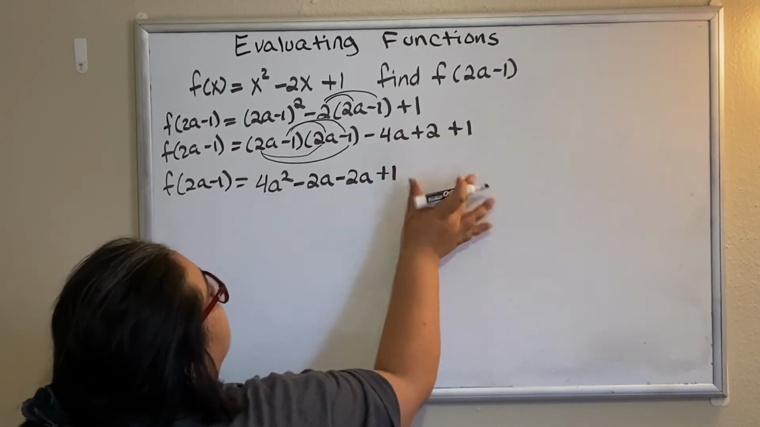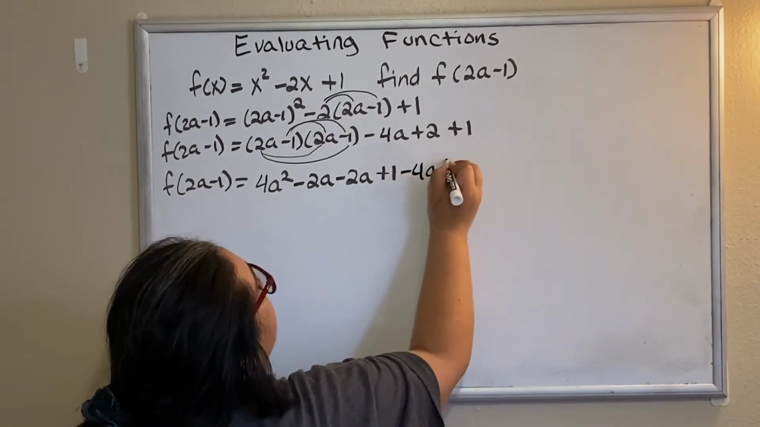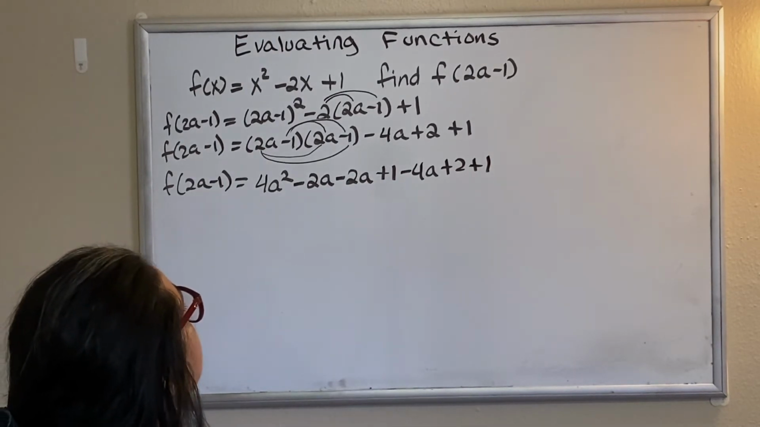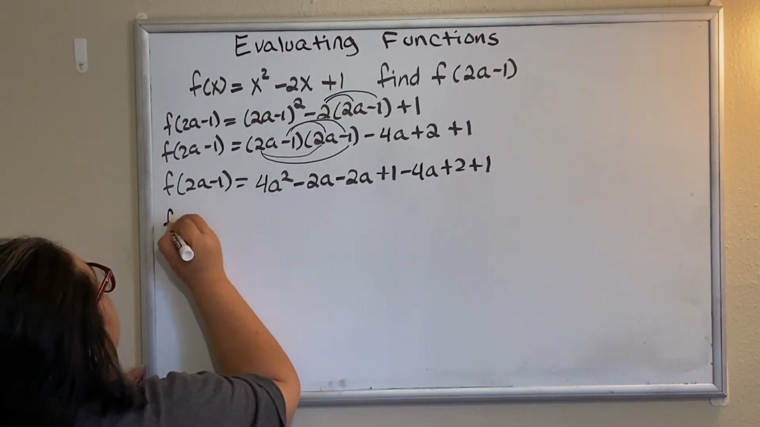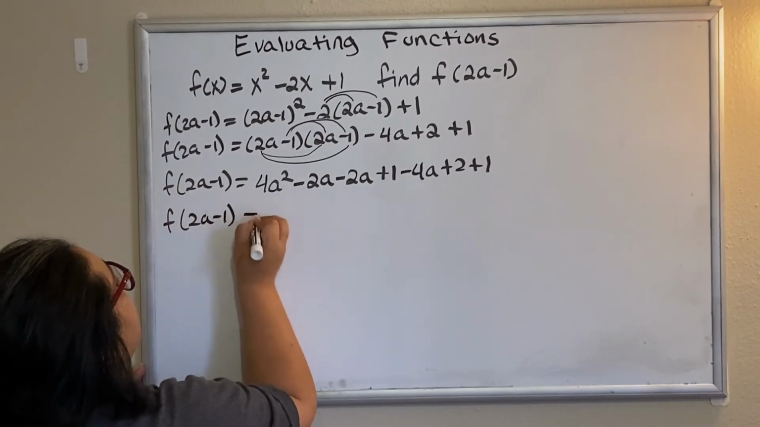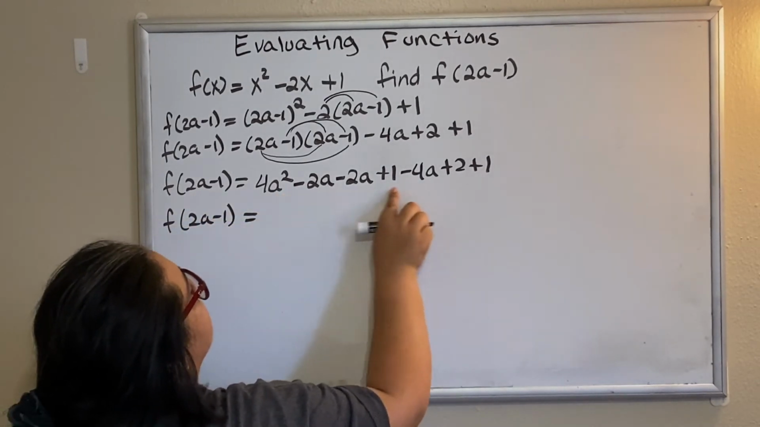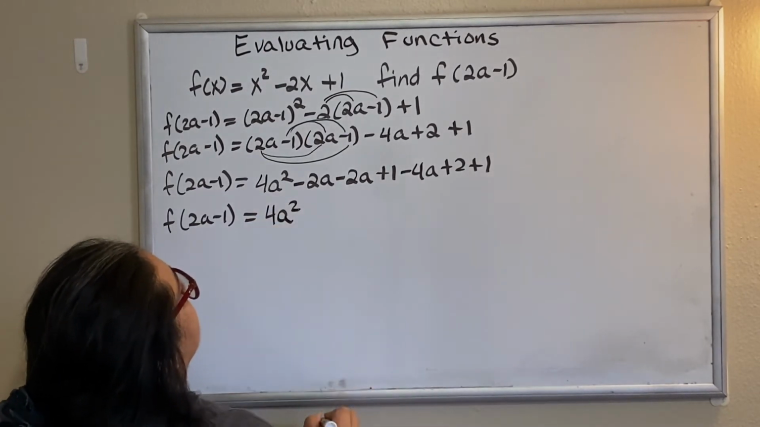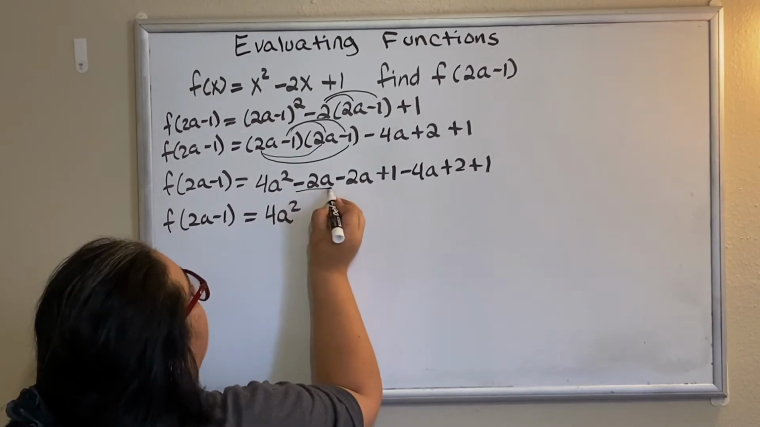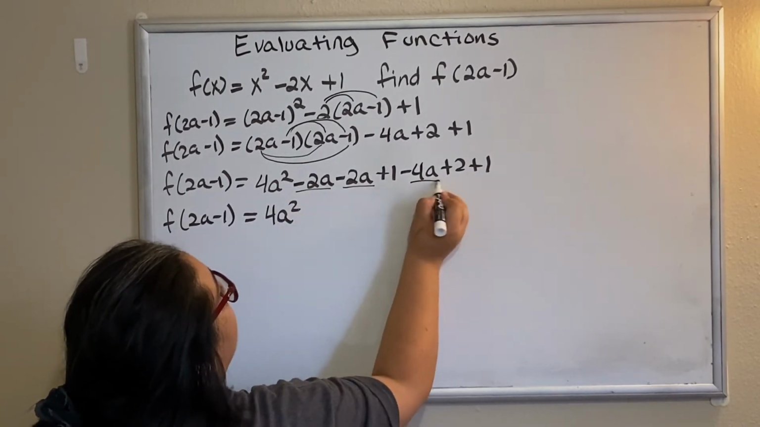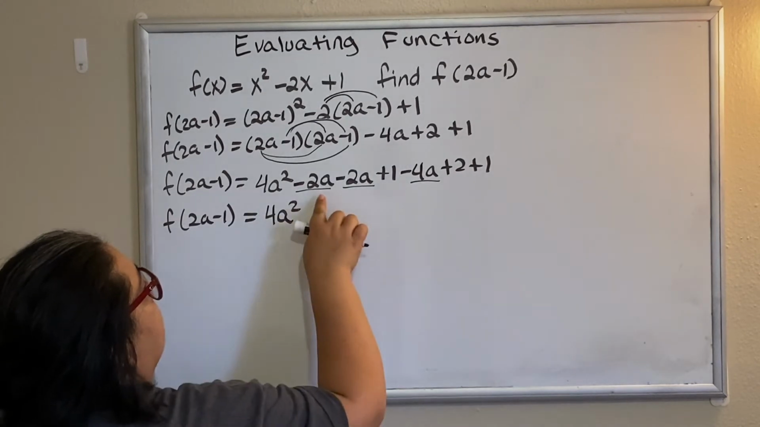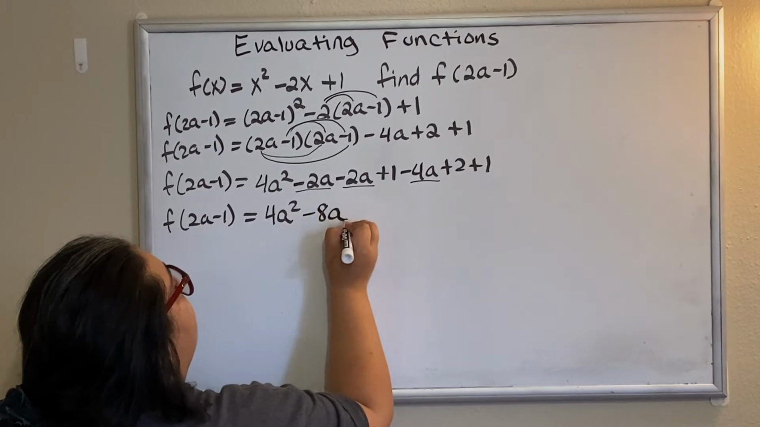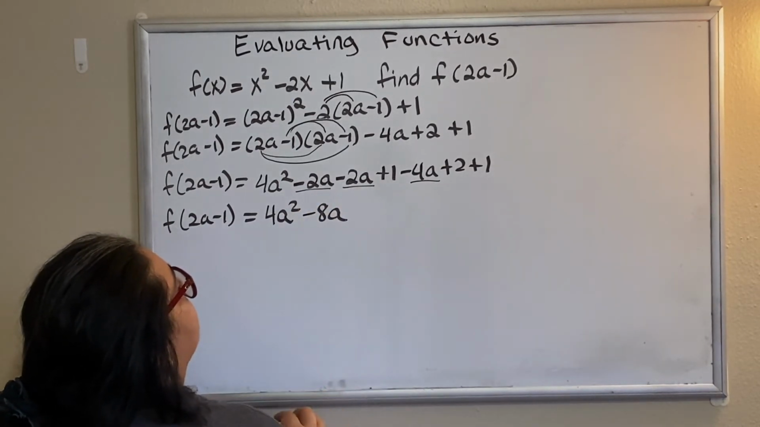Now, the rest of this is just going to come down. So we're going to say minus 4a plus 2 plus 1. And now we're going to combine like terms. So we're going to say f of 2a minus 1 equals 4a squared. I don't have another a squared, so we're just going to bring down 4a squared. Now the a's. I have a minus 2a, a minus 2a, and a minus 4a. Minus 2, minus 2, minus 4 is a minus 8a. Since they all have a's, we bring down the a.